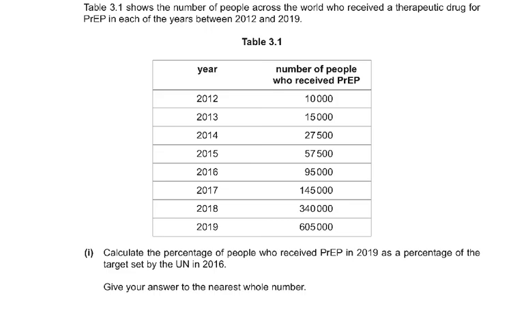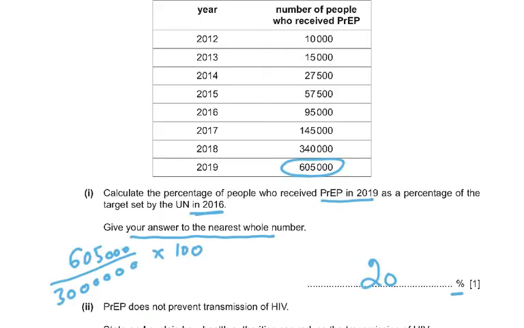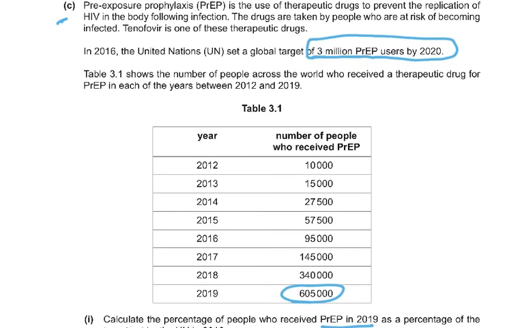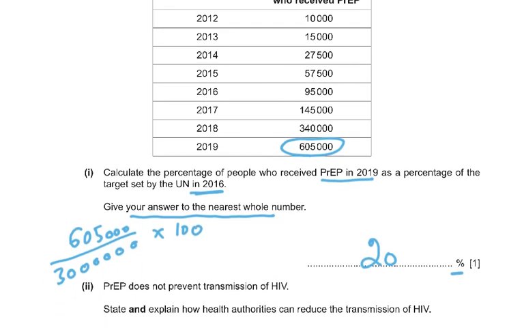Calculate the percentage of people who received PrEP in 2019 as a percentage of the target set by the UN in 2016. Give your answer to the nearest whole number. Oh, that was simple because it said 3 million. But in 2019 we only have 605,000. So divided by 3 million, times 100, and you get 20%.